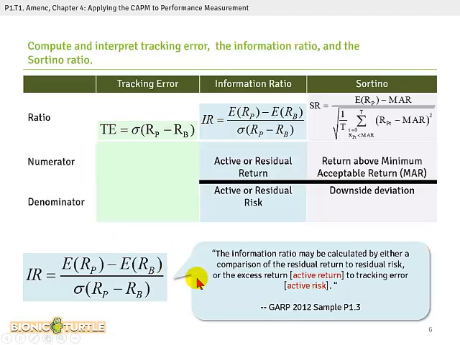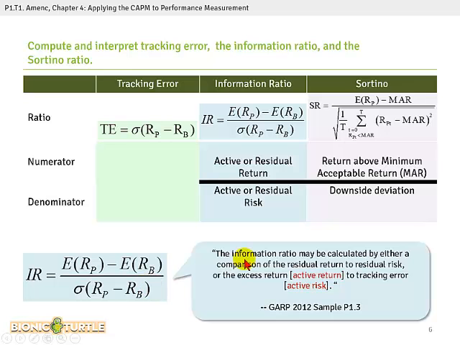And the key here is, notice this from GARP's 2000 sample. We at Bionic Turtle actually informed this sort of thinking over the years, as we saw different authors defining the information ratio. And GARP has made a statement here that I fully support and I think is helpful. And the idea here is ratio consistency.